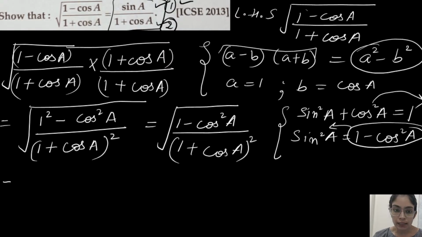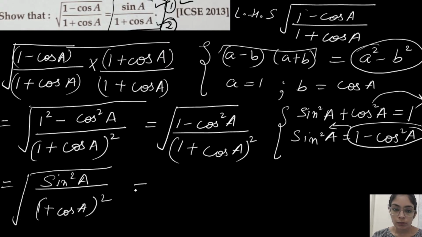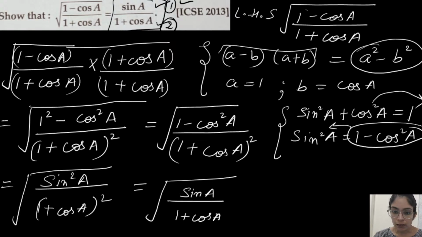So this numerator I am just replacing with sine square A, and the denominator I have 1 plus cos A whole square. Now what we can do here, see both the terms are whole square. So I will just write it as sine A by 1 plus cos A whole square, because numerator as well as denominator now has a whole square. So instead of writing whole square two times, I'll just write it one single time.